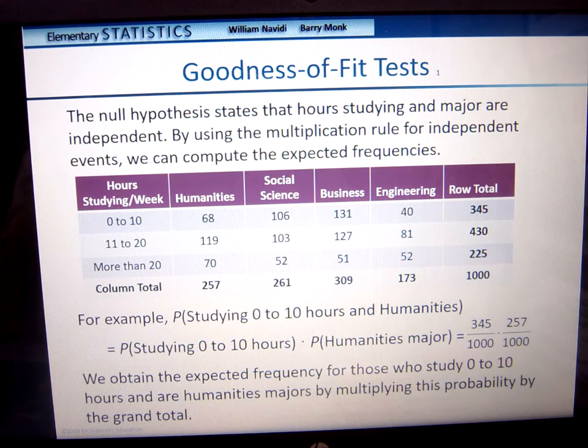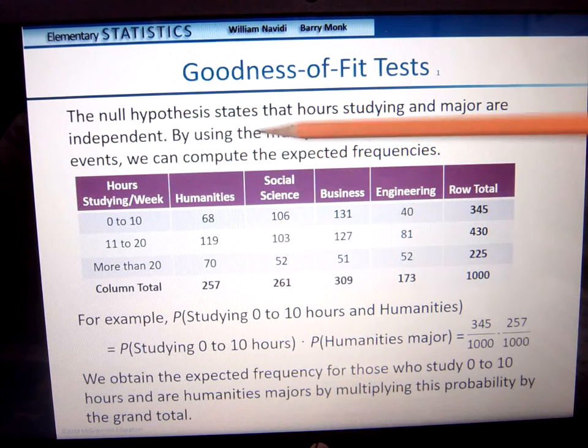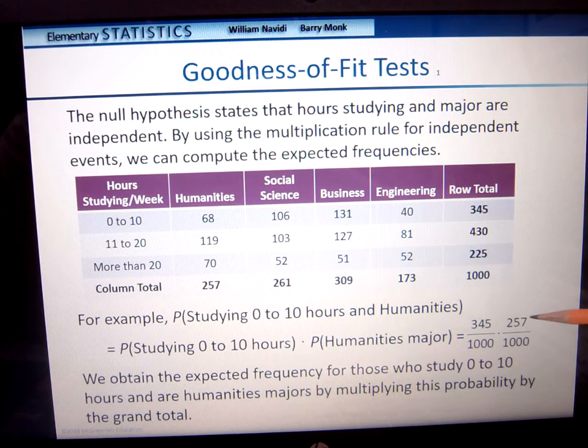The null hypothesis states that the hours studying and the major are independent, but by using the multiplication rule for independent events, we can compute the expected frequencies. So, for example, we have the probability of 0 to 10 hours of studying times the probability of being a humanities major. So here we have our 345 for humanities, and then here are the hours of studying total.